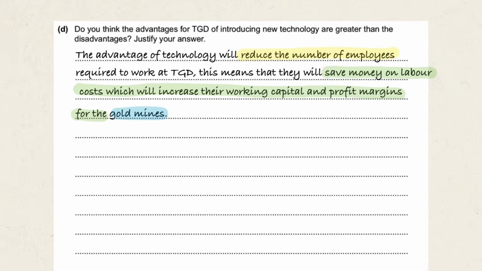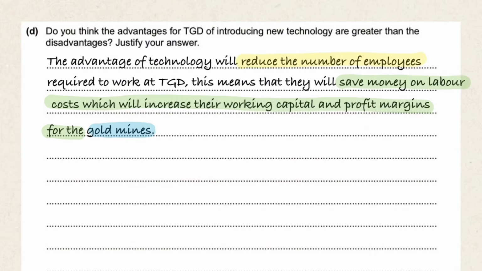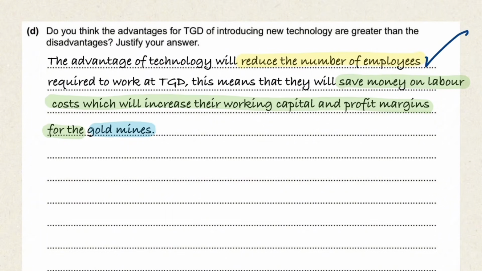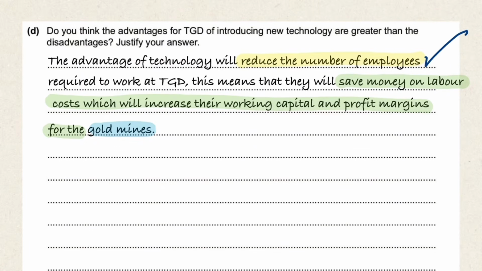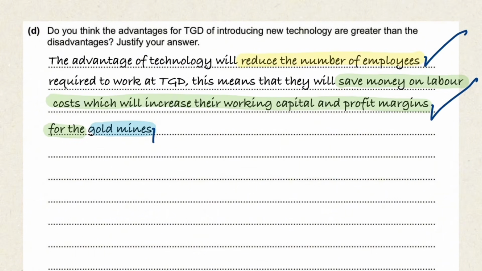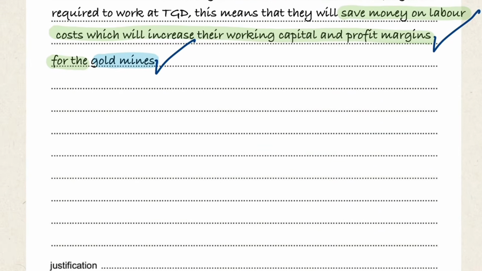The advantage of technology will reduce the number of employees, which is our 1st knowledge mark, required to work at TGD. This means that they will save money on labor costs, which will increase their working capital and profit margins for their gold mines. As you can see, there is a direct impact of the reduction of number of employees, which is to save money on labor costs and increase working capital and profit margins. And the application here is gold, which I'm sure you can tell that we have used 3 times already.